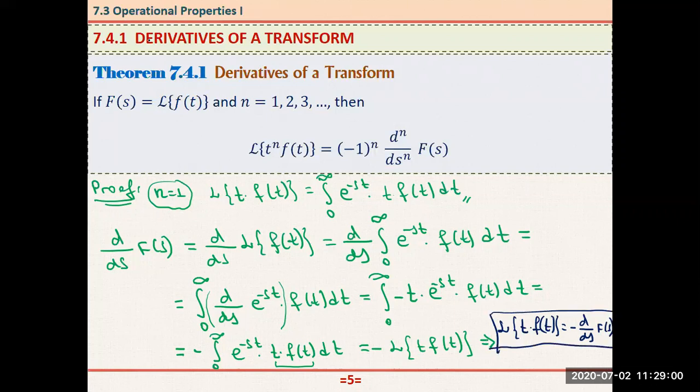That means that if you are given f of t and its Laplace transform is capital F of s, if you want to evaluate this, you don't have to use the definition. Just if you know this, differentiate it and multiply by -1, you will get the result.